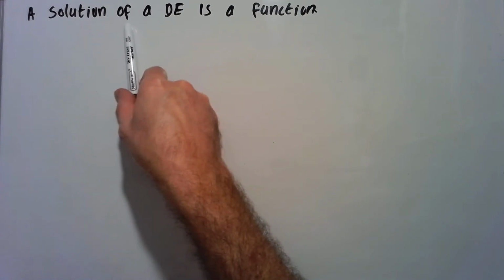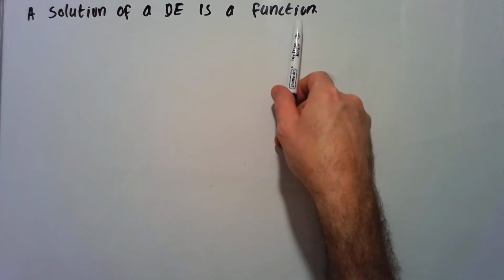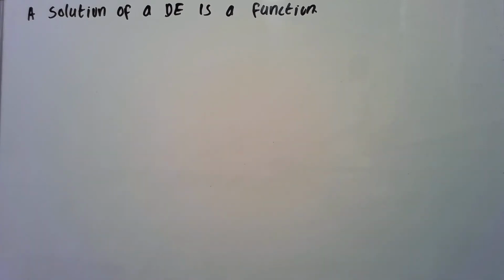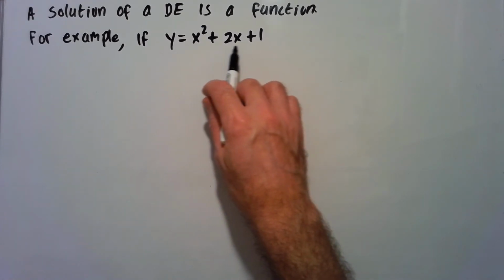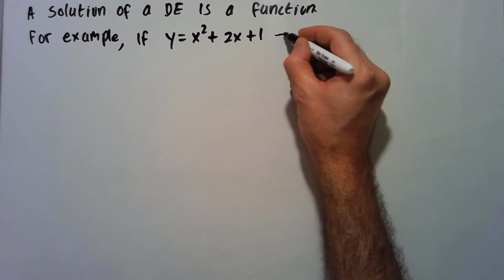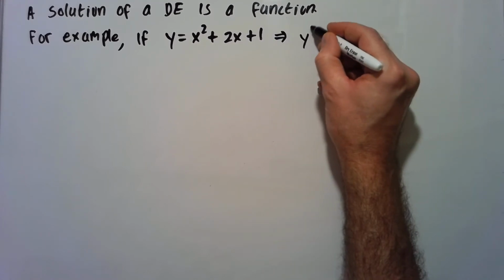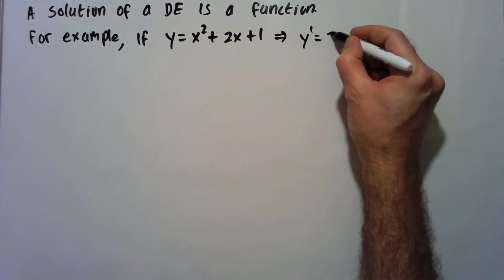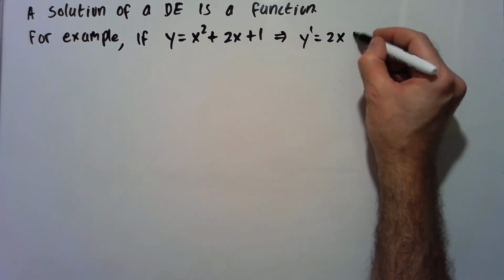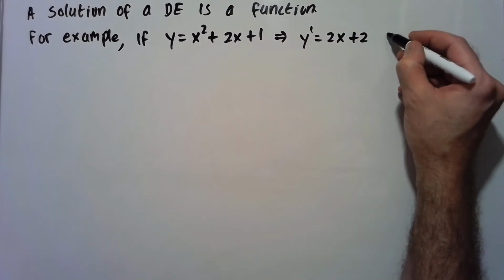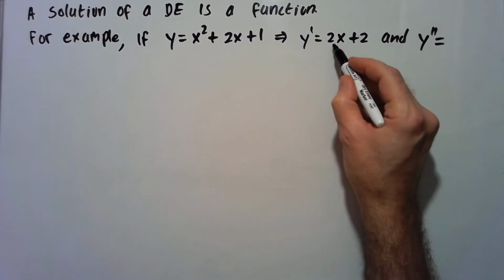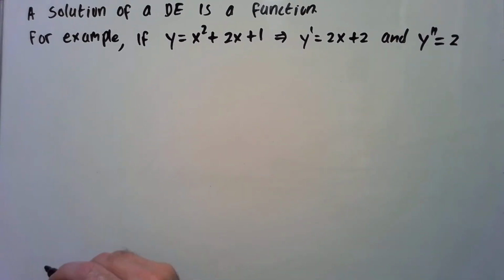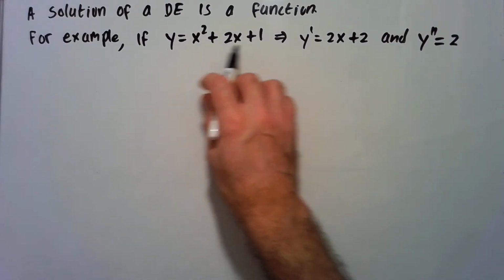A solution of a differential equation is a function. Let's look at an example of what I mean by this. Say we have y equals x squared plus 2x plus 1. This will imply that if you took the derivative, y prime, take the 2 down, it'll be 2x plus 2, derivative of 1 will be 0. And the second derivative would just be 2. So let's create a differential equation that has this as a solution.